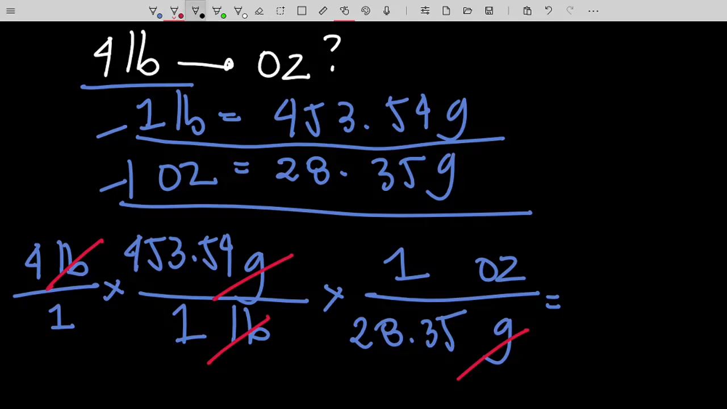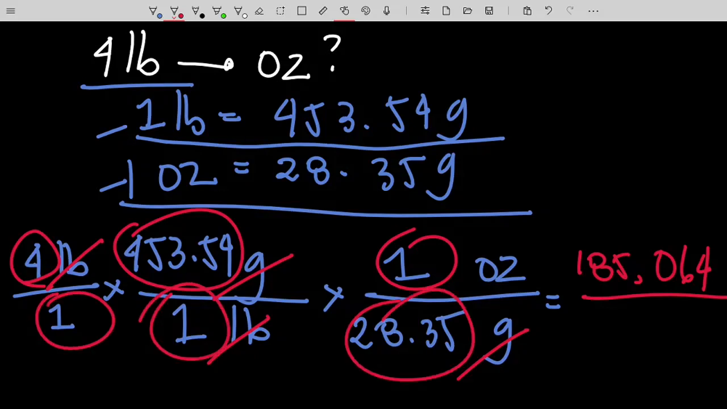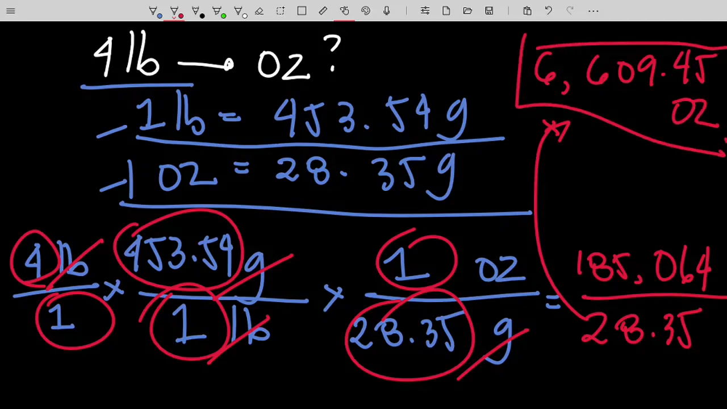Now, next thing to do, of course, is to multiply these values. Then we should have 185,064 over, multiply also this value, 1 times 1 times 28.35, which is of course 28.35. Now let's try to divide this one. Then we should have the answer of 6,609.45 ounce. Then this is our final answer here. So in every 4 pounds, there is actually 6,609.45 ounce.